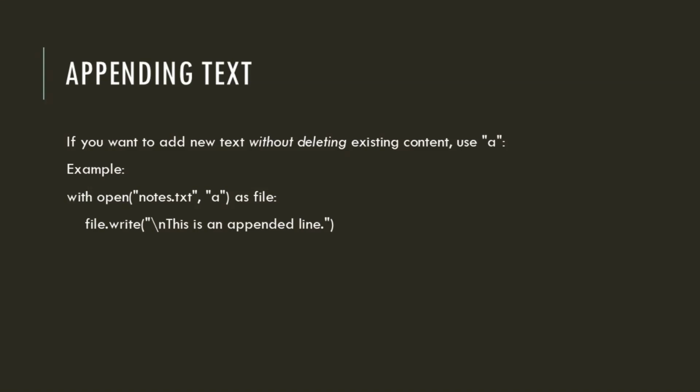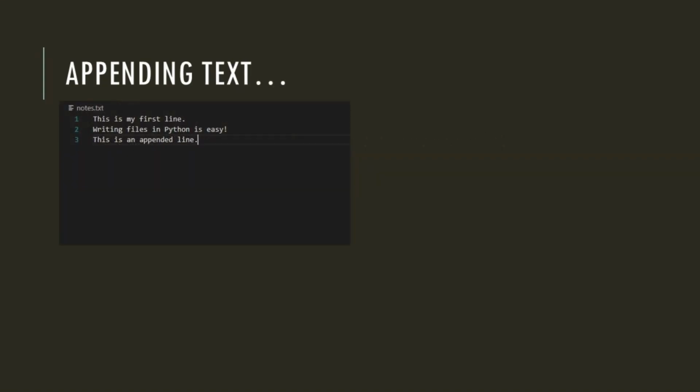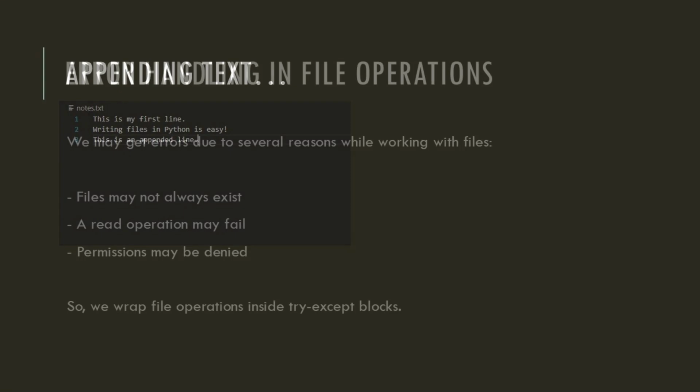Appending text to an already existing file. If you want to add new text without deleting existing content, use a. with open('notes.txt', 'a') as file: file.write('\nThis is an appended line'). Writing and appending text files is extremely common in real projects like saving logs or reports.